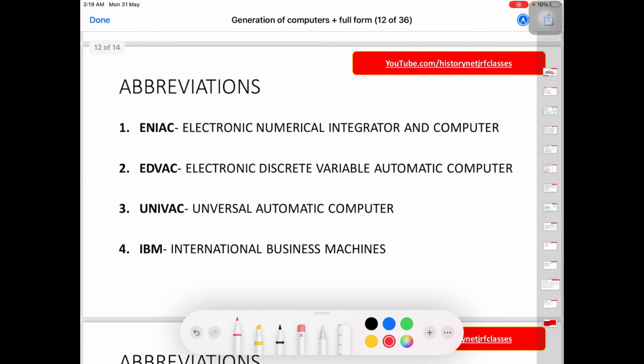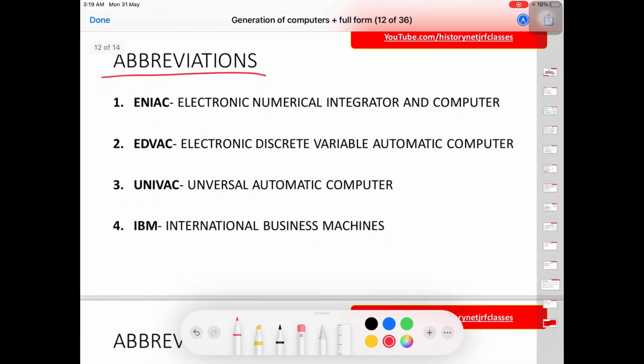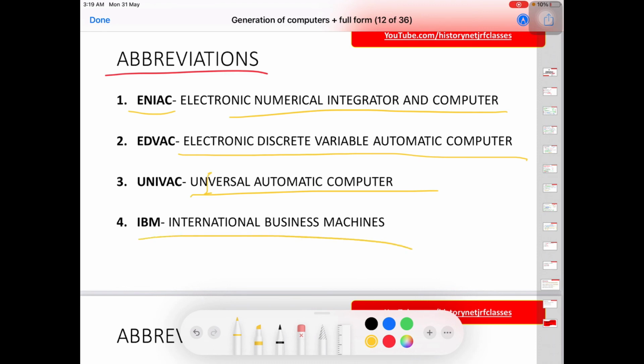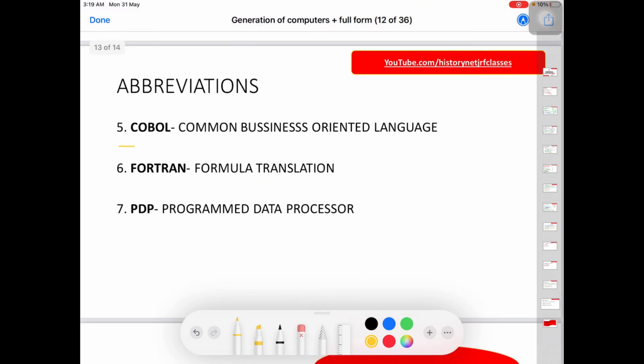Next we have abbreviations, which are very important for the NET exam. The first one is ENIAC, which stands for Electronic Numerical Integrator and Computer. Then EDVAC, Electronic Discrete Variable Automatic Computer. UNIVAC, Universal Automatic Computer. IBM, International Business Machines. Then COBOL, Common Business Oriented Language. Fortran, Formula Translation. PDP, Program Data Processor.